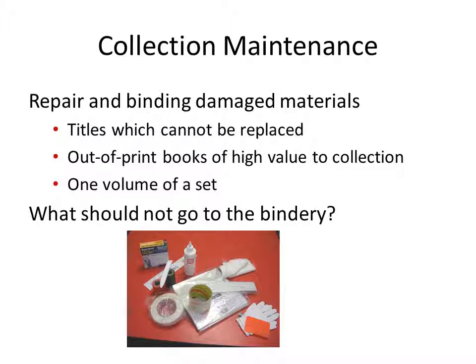Books that should not be considered for rebinding or extensive repair include books with yellow or brittle pages, books that are out of date, duplicates, books still in print, or books with pages missing. These books should simply be withdrawn from the collection.